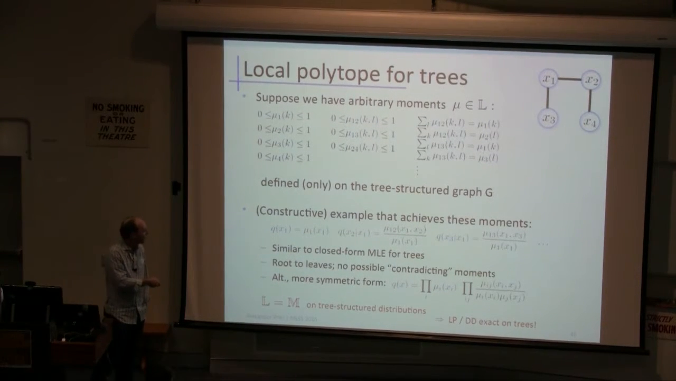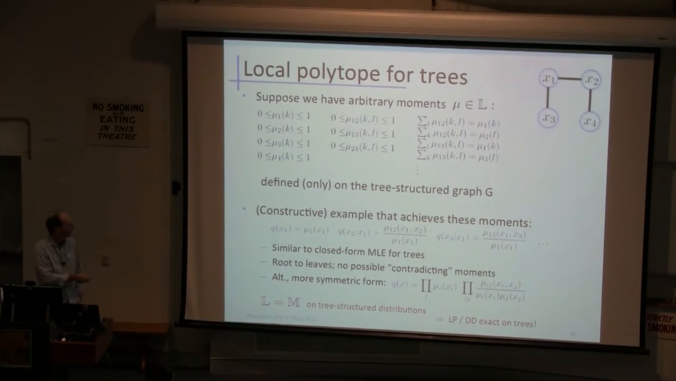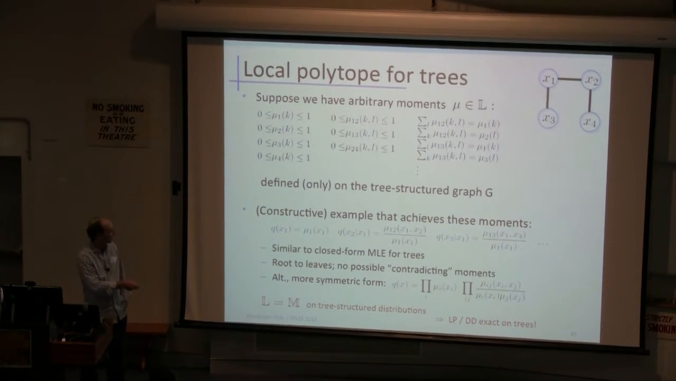And so this actually just shows exactly the same thing we saw from a different perspective. Since this local relaxation is exactly the marginal polytope for tree-structured graphs, and this local relaxation corresponds to the linear programming relaxation, that means that the linear programming relaxation must be exact on trees, since we're relaxing M to L, but it's not actually a relaxation of any kind. It's exact.